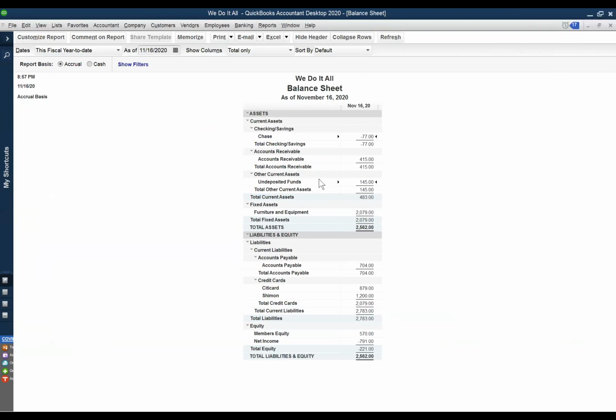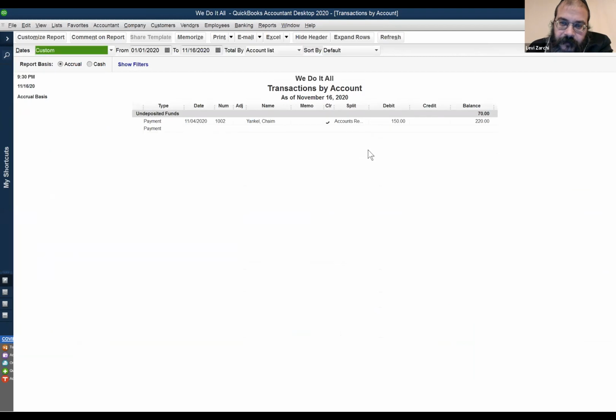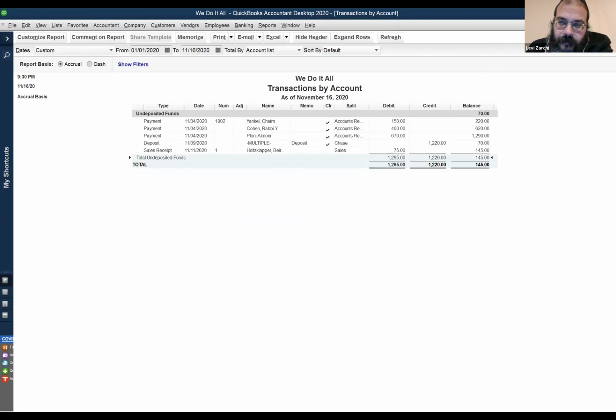Okay, but we're not depositing everything right now, we still have some left. You go to undeposited funds. The only thing that should be left is Holtz, Klopper, and Glick. You wouldn't see them over here in this thing. You have to go to the chart of accounts.